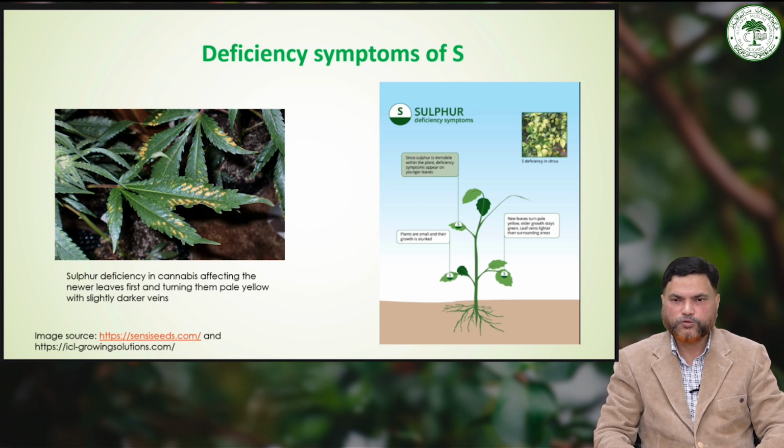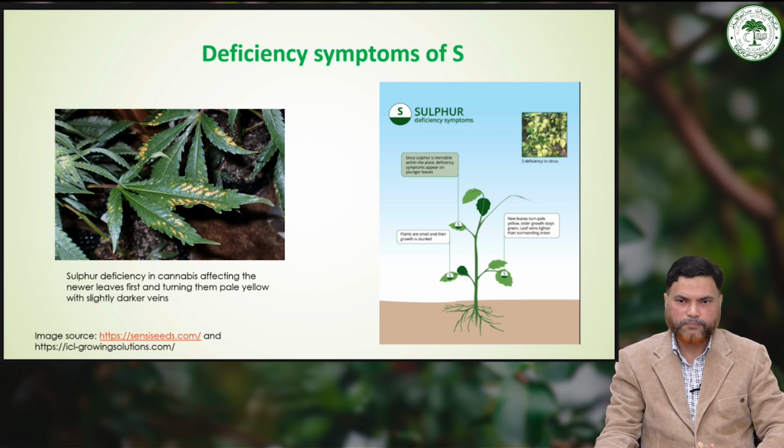So sulfur also induces numerous deficiency symptoms that closely resemble nitrogen deficiency. It is very interesting to note here that the deficiency of sulfur closely resembles the deficiency of nitrogen in plants, such as chlorosis, growth stunting and anthocyanin accumulation.